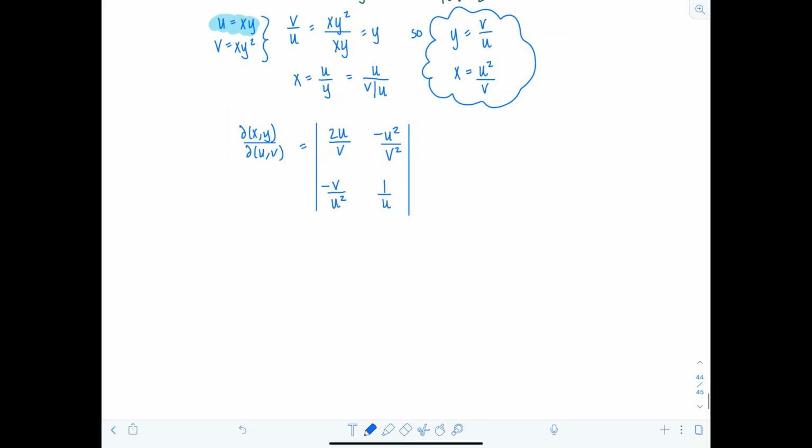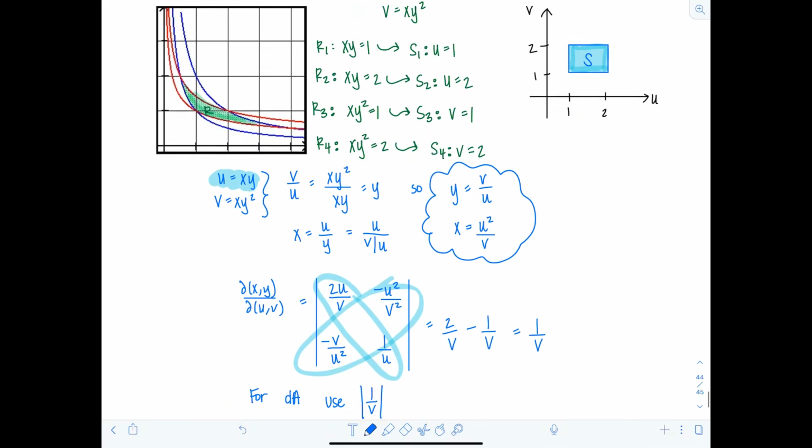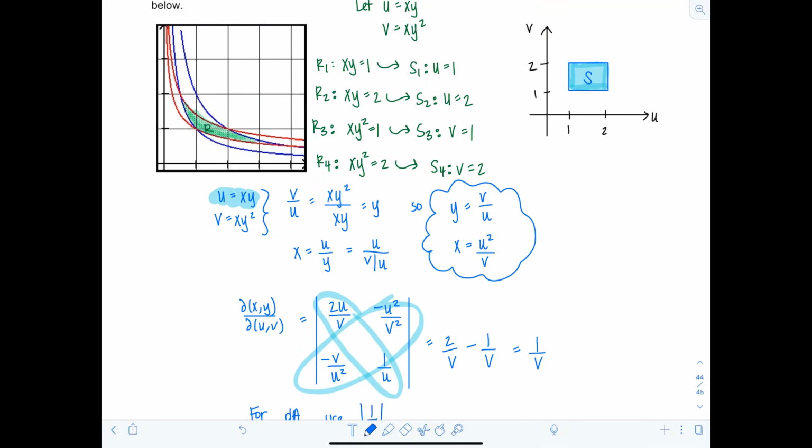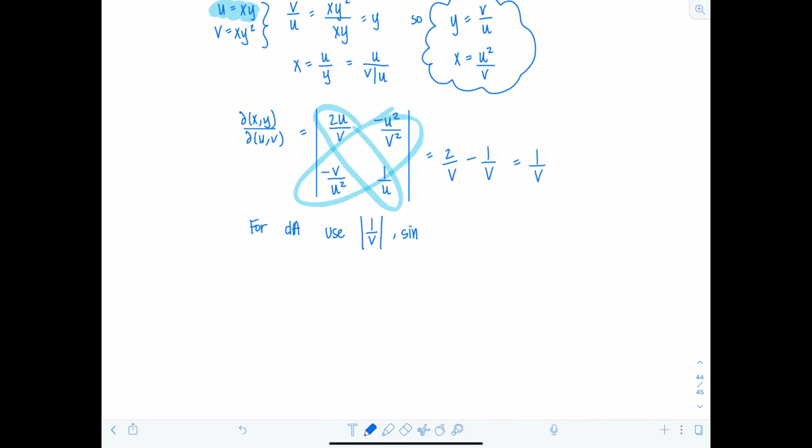All right, so now let's see what's going to happen here. When I evaluate the determinant, I'm going to get 2 over v, right, because the u cancels out right here. And then similarly, the u squared is going to cancel there, so I have 2 over v minus 1 over v, which gives me 1 over v. Now remember, for the actual integral for dA, we need to use the absolute value of the Jacobian, the absolute value of 1 over v. Well, how do I deal with this? Well, look at the region. V only varies between 1 and 2. So that means I don't have to worry about it being negative. Since v is always greater than 0, we're okay. Otherwise, you might have to split up your integral if v changes signs.